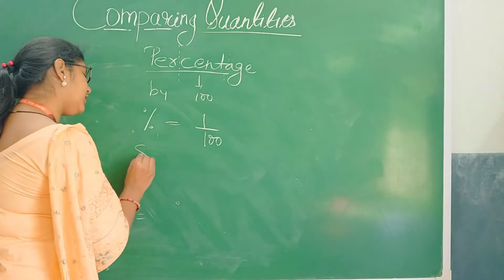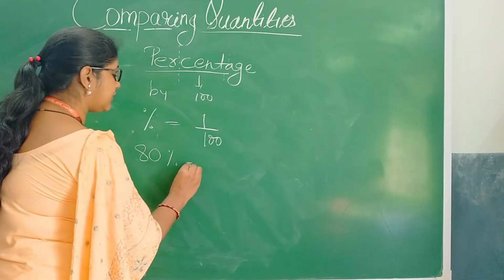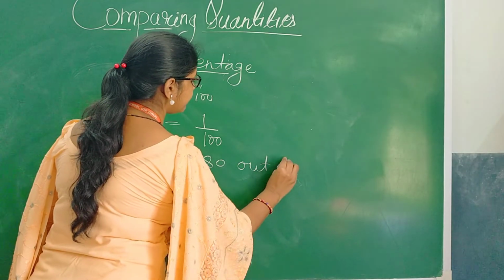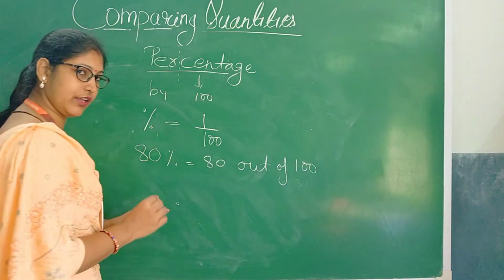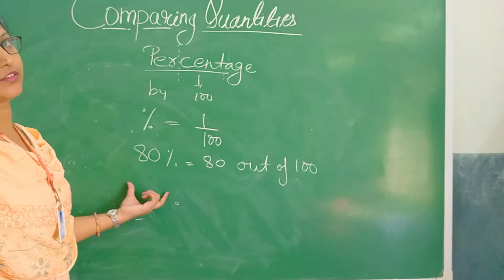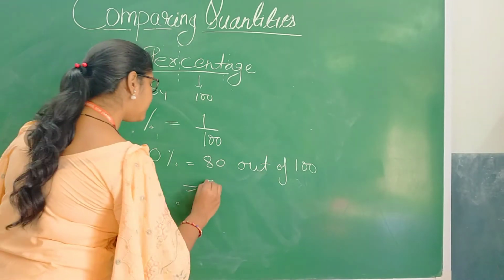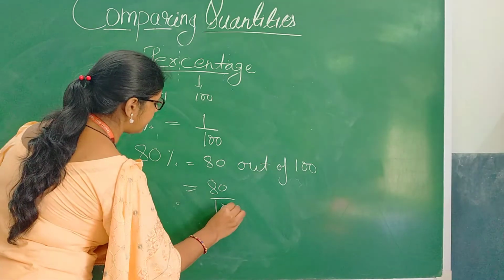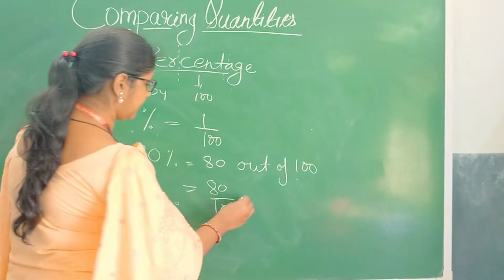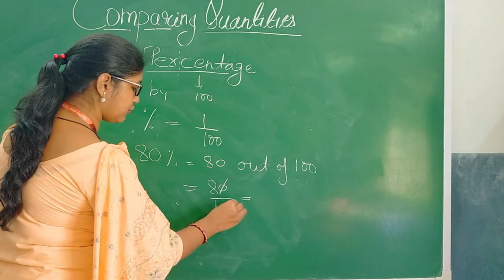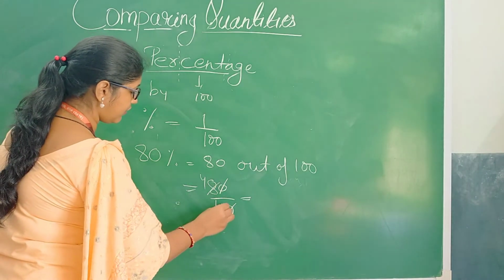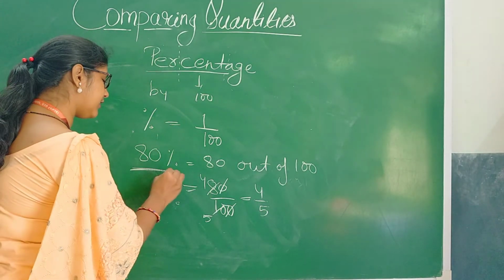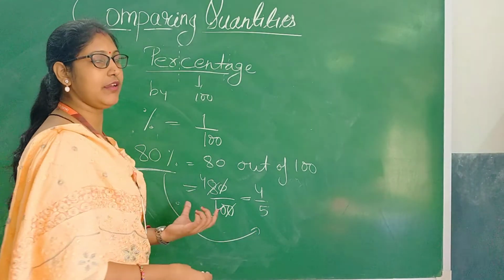Suppose we write 80%, then it means it is equal to 80 out of 100. Now when we convert this percentage into a fraction, it is equal to 80, and this sign represents 1/100, so we put 100 below. When we simplify, we cut this 0 with this 0, then 2 4s are 8 and 2 5s are 10. Then when we convert this percentage into a fraction, we get 4/5.